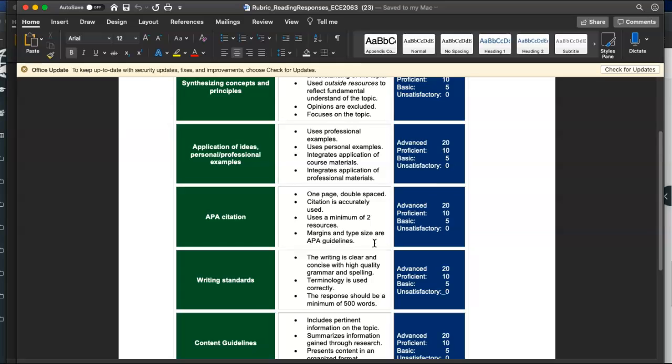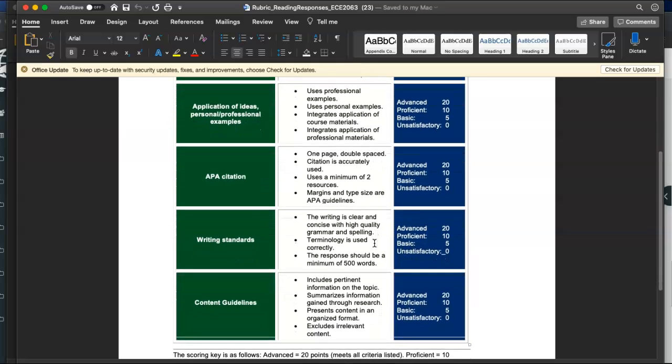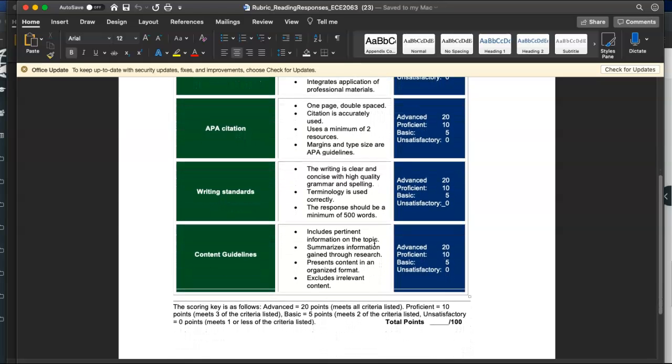Make sure that your writing is clear and concise. Check grammar and spelling. Make sure you include pertinent information on the topic. That you have summarized information from research, and that you present the content in an organized manner.